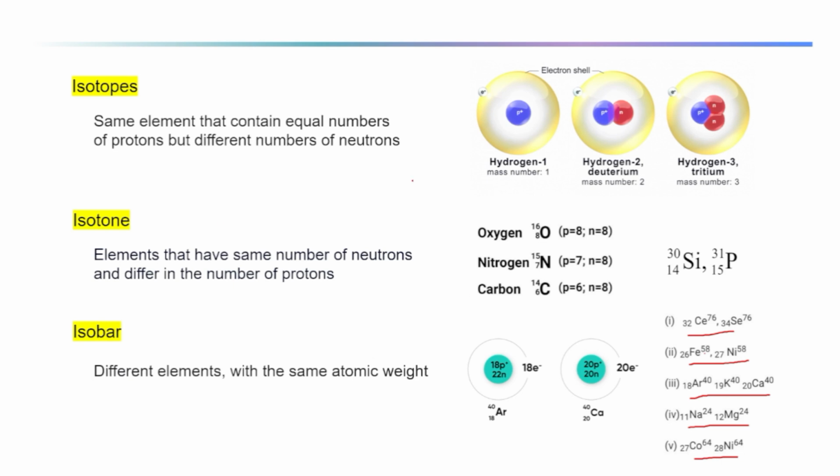In case of isotope, we have same number of protons but different number of neutrons. In case of isotone, that is exactly opposite. We have same number of neutrons but different number of protons. And in case of isobar, both the number of protons and neutrons are different, but we have same atomic weight.